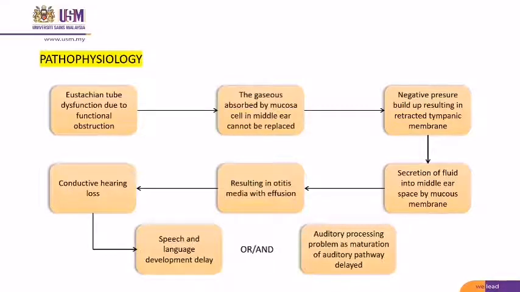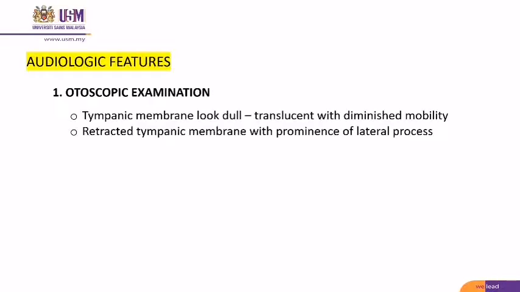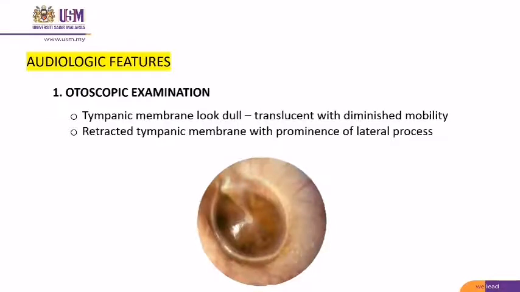Next, we will go to the audiologic features. First, we want to look at otoscopic examination. In OME, tympanic membranes will look dull. As you can see here, it looks dull, translucent, with diminished mobility. And second, because of the negative pressure pulling into the tympanic cavity, you will see the prominence of the lateral process here.